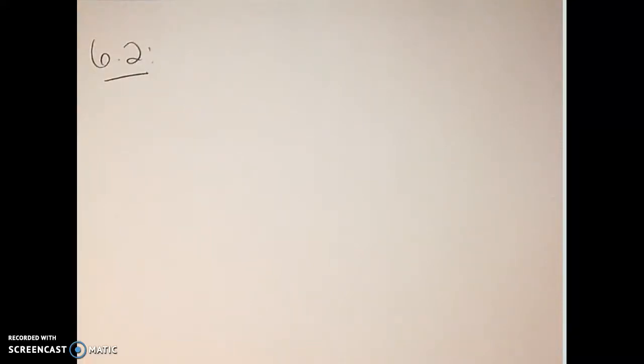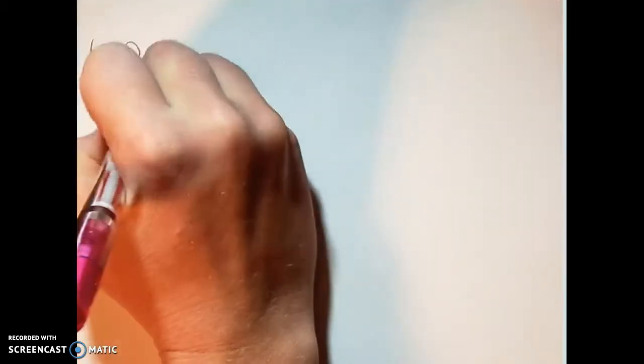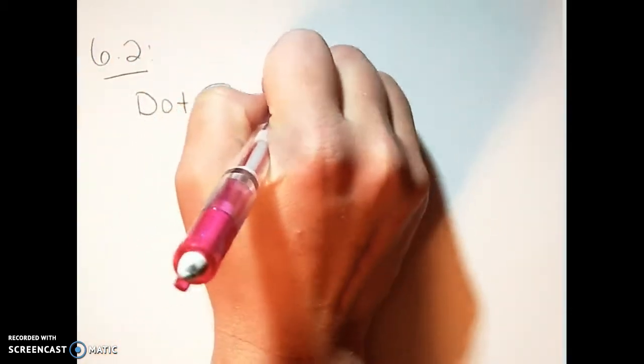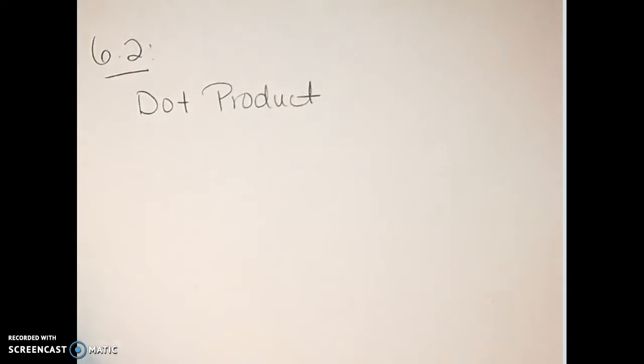Alright guys, this video is about 6.2, which is going to be short and sweet because we don't do a lot in 6.2. We do just a couple of things. The first thing that we do is what is called the dot product, which is just a way to represent a vector. It is also known as the inner product.